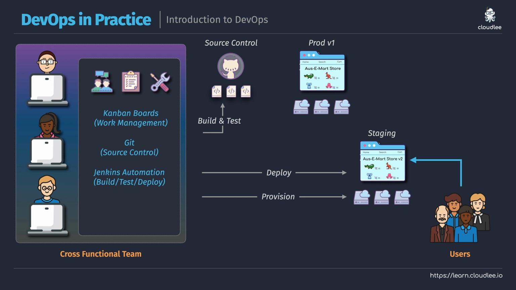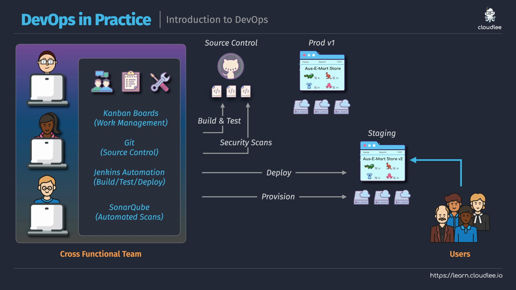Maybe we only want to cut over 50%, or maybe we want to only provide access to a range of different features. This is the sort of thing that we're talking about with DevOps in practice. All these different tools to automate things like build, test, deploy, provision, and even automated security scanning as well.